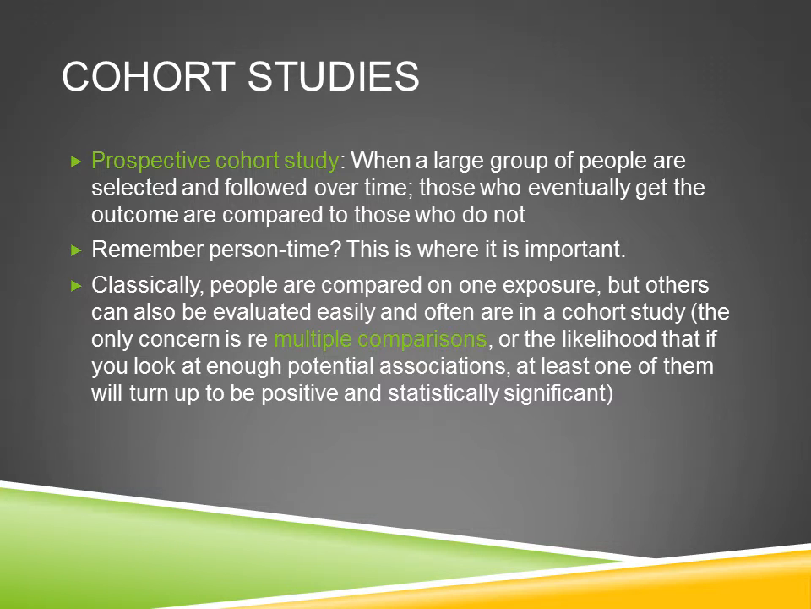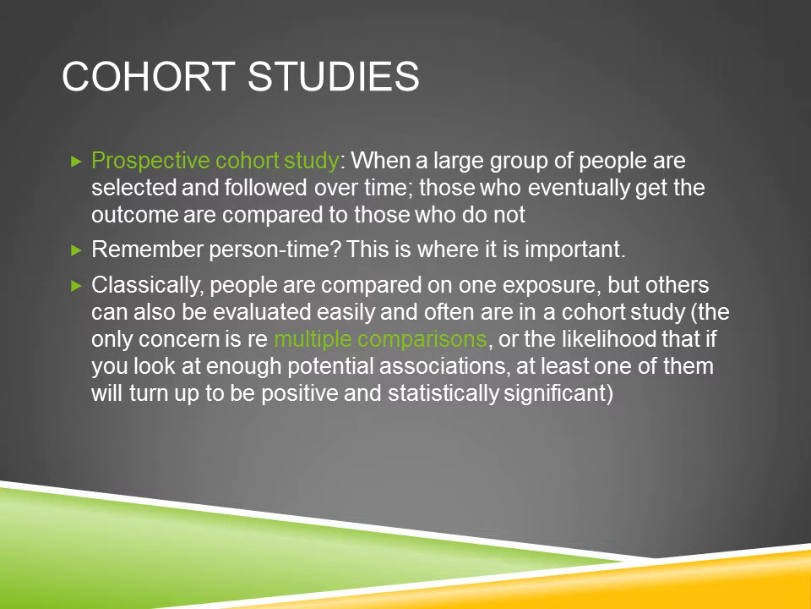So prospective cohort studies, which is kind of the classical kind, are when a large group of people are selected and followed over time. And then those who eventually get the outcome are compared to those who do not get the outcome. You remember in the first class we talked about person time, and I showed that graph of like 5 or 6 guys that we followed, and some of them had an MI, and some of them moved away or died of something else, and some of them we followed the whole time and they didn't have an MI.